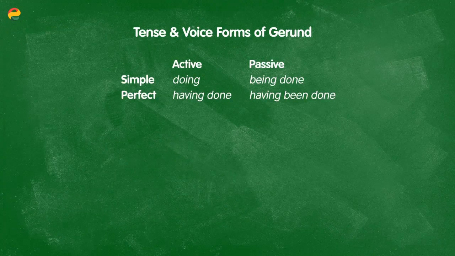Now, just like in the present participle, the same forms appear for the gerund. We have simple and perfect, as well as active and passive. For the verb do, the active simple is doing, the simple passive being done, the perfect active having done, and the perfect passive having been done. This is a very common difference between British and American English. British English will commonly use the perfect forms of the gerund, whereas American English prefers the simple forms. However, it really is just a preference thing usually.